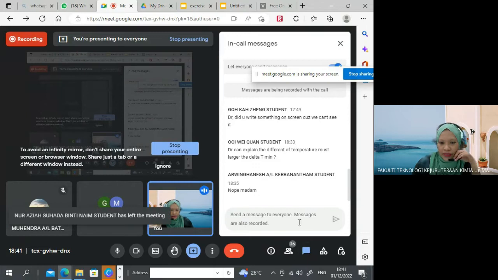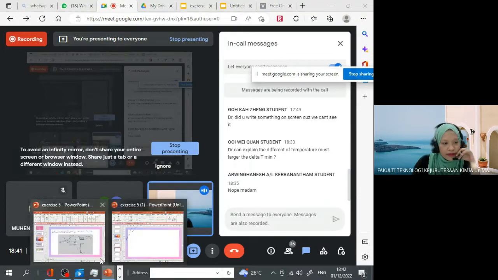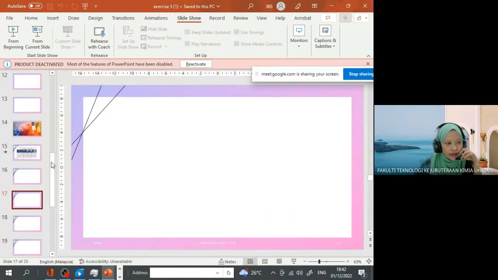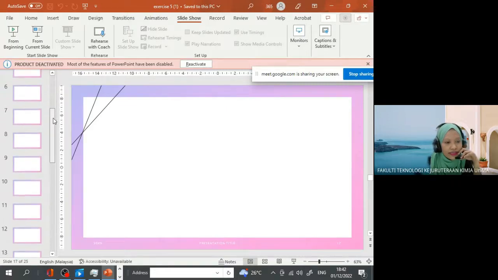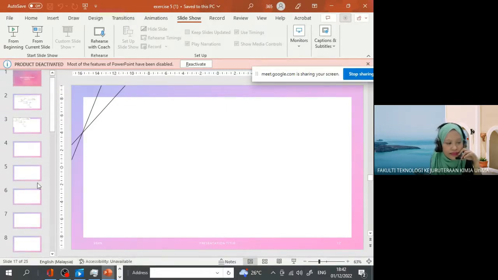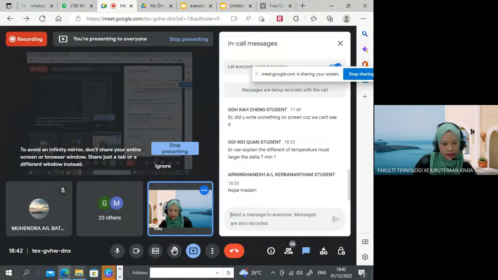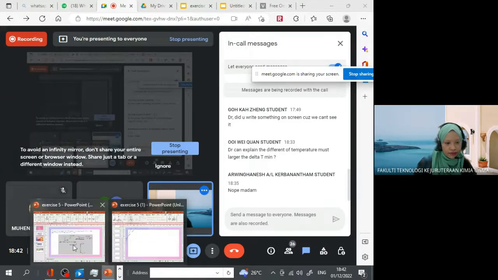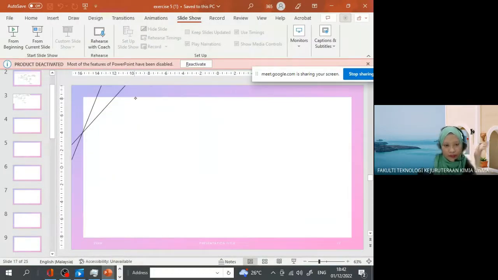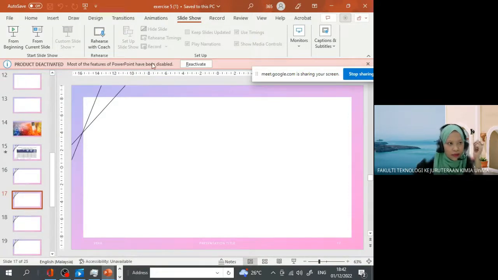Can you explain the difference of temperature much larger than... Okay, the difference of temperature must be larger than delta T min. Oh, the one just now seems to have been erased. So how do you want me to explain your delta T? I can't write either.